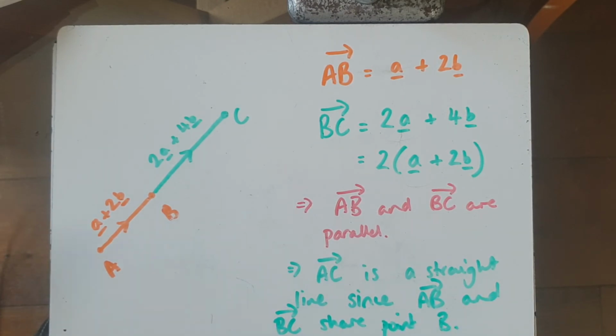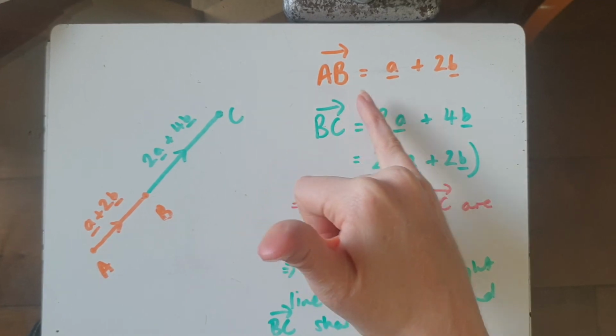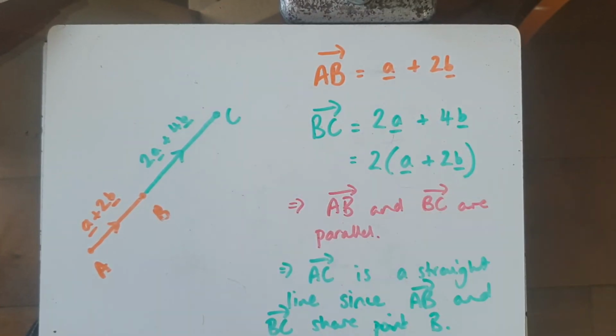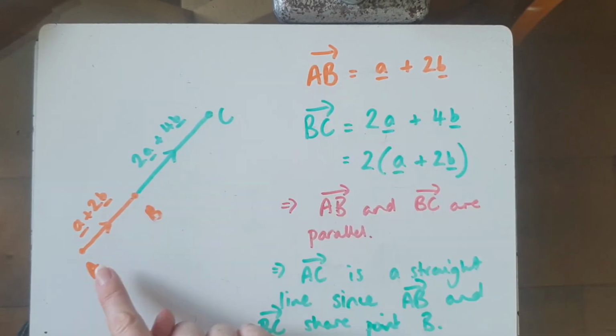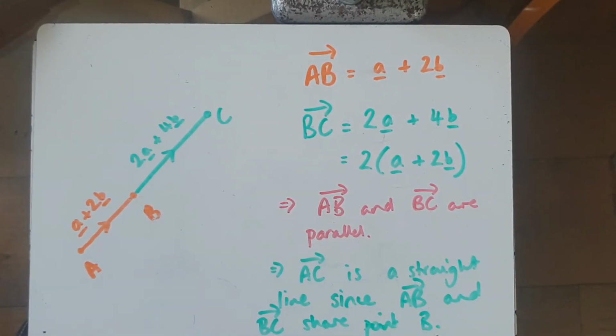And that is the principle we are going to use to prove that 3 points lie on a straight line. So A to B and B to C are parallel, and they both have point B, so they must be in a straight line.